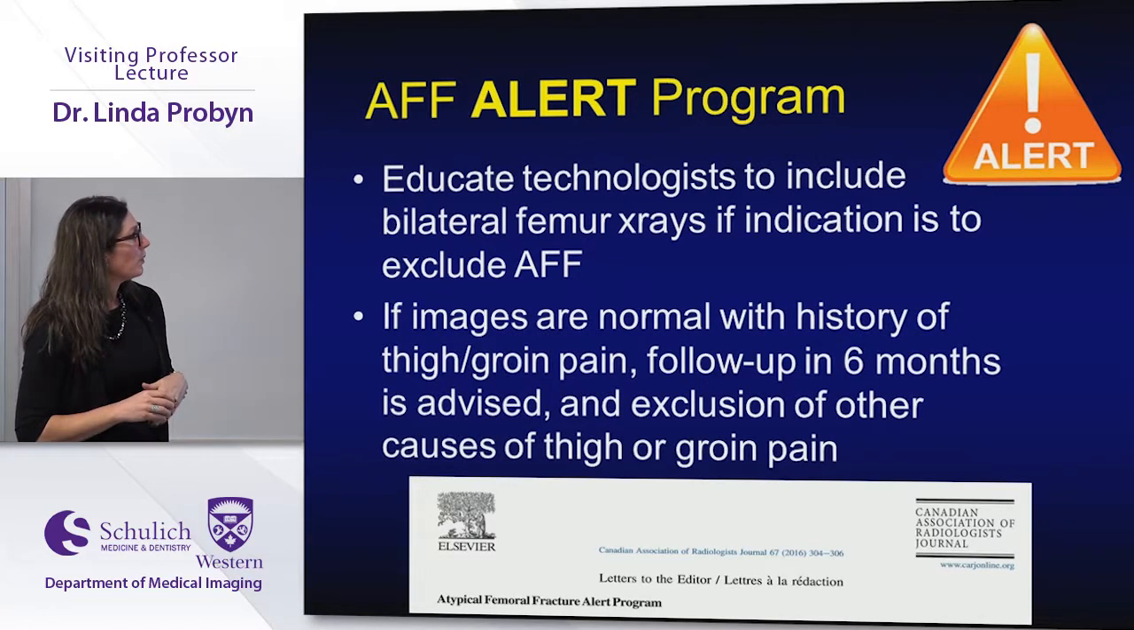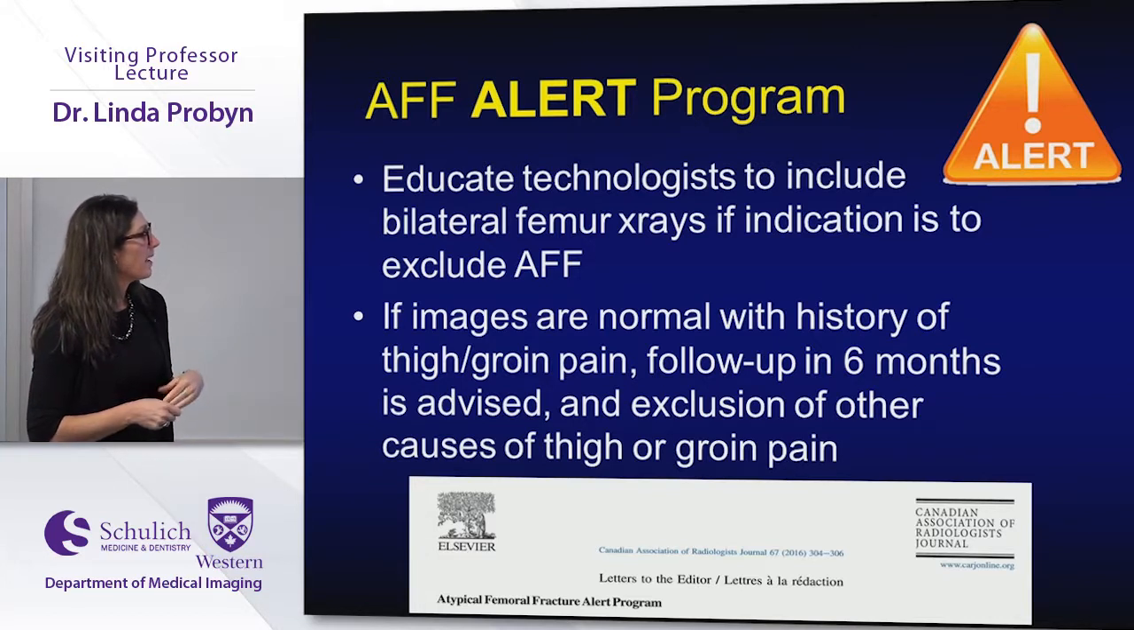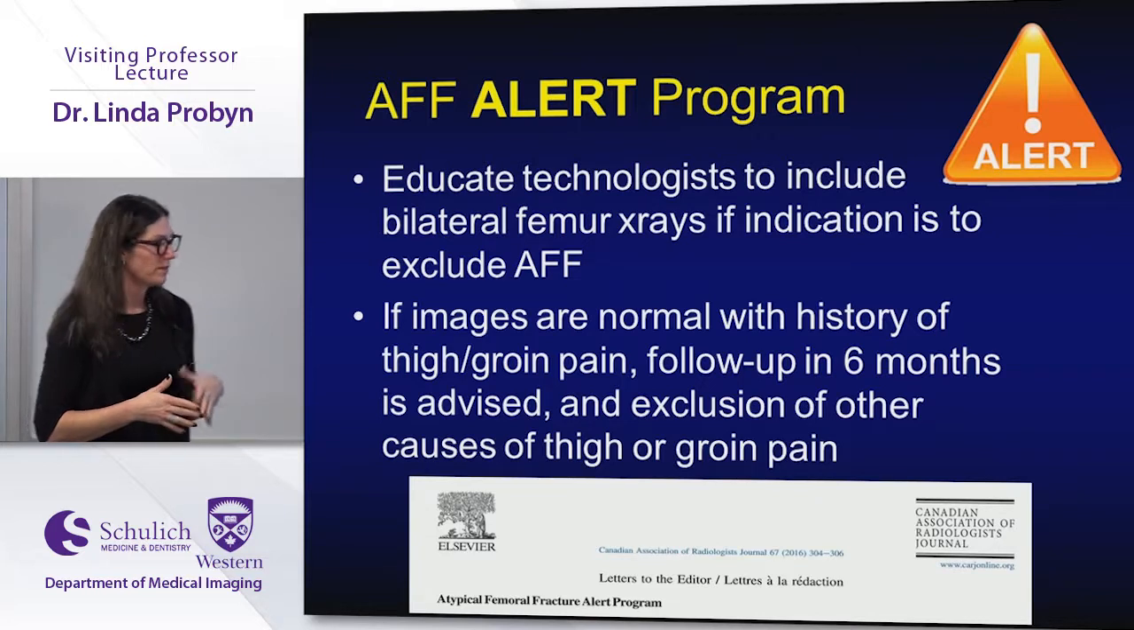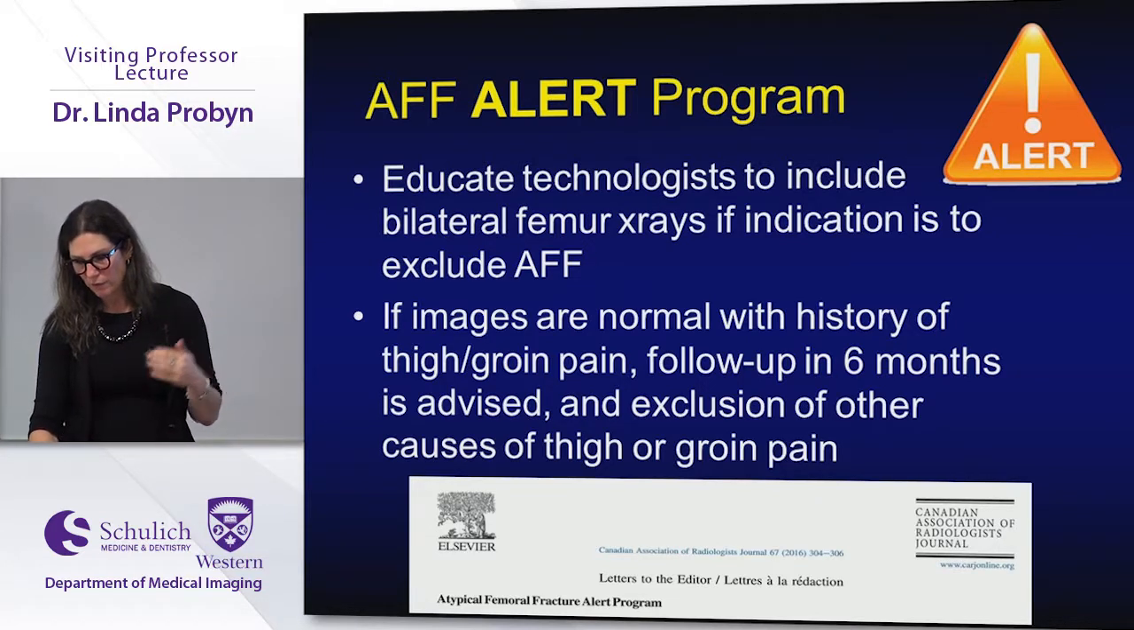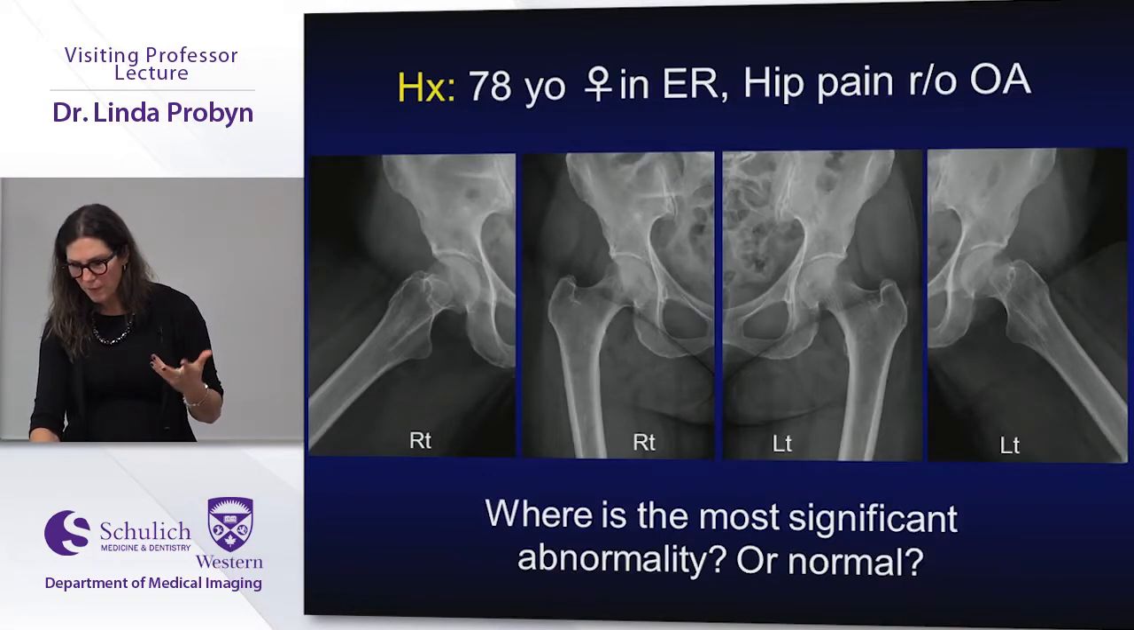If images are normal with a history of thigh or groin pain, they suggest a follow-up in 6 months and exclusion of other causes of thigh or groin pain. That's a bit more from the clinician's perspective, and of course they're going to have to follow that and order the imaging. So this is this case.